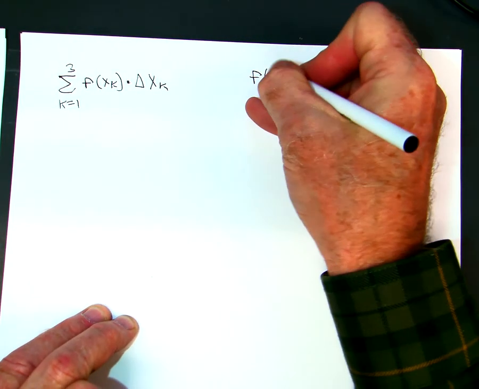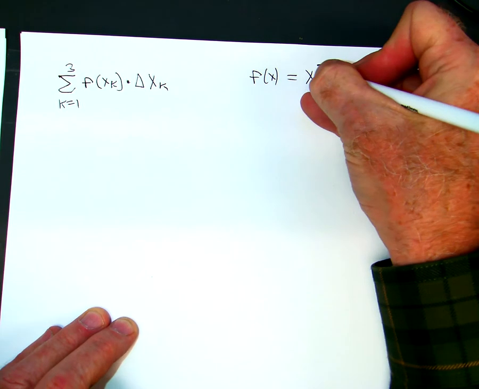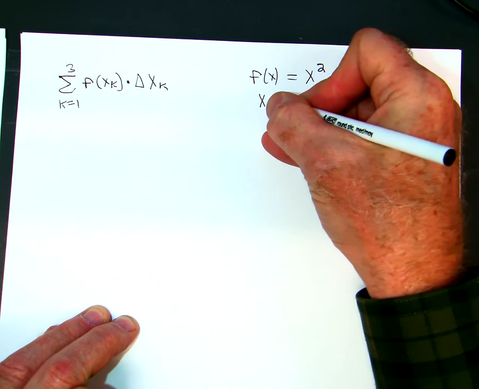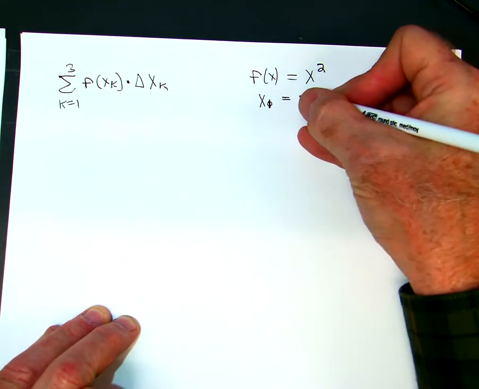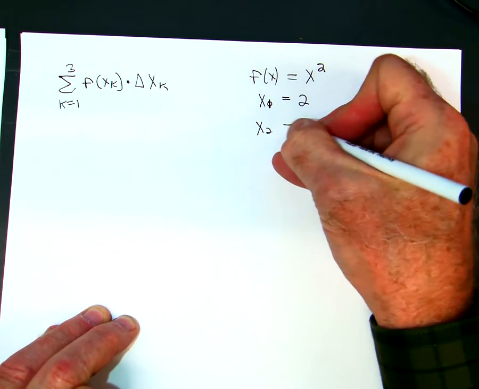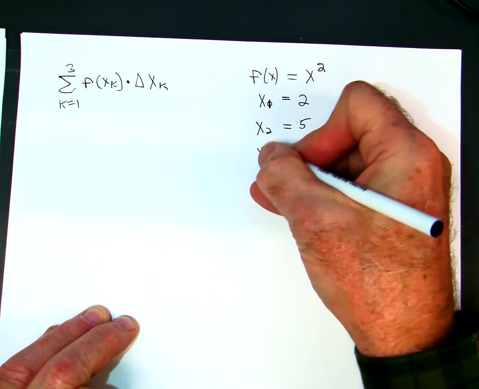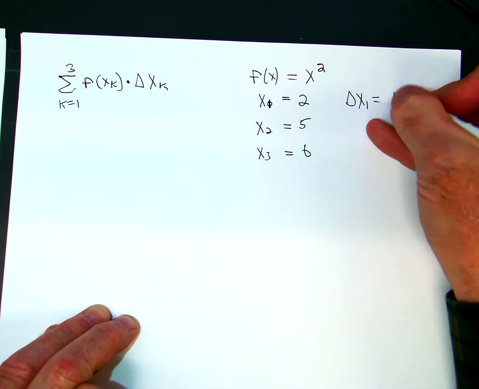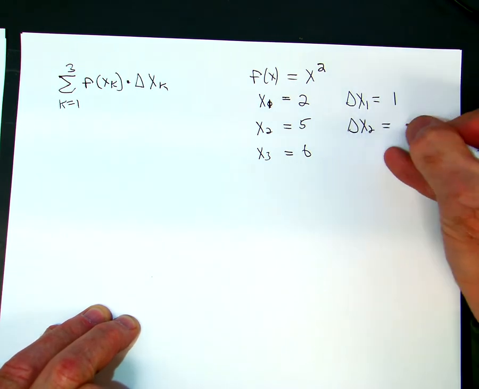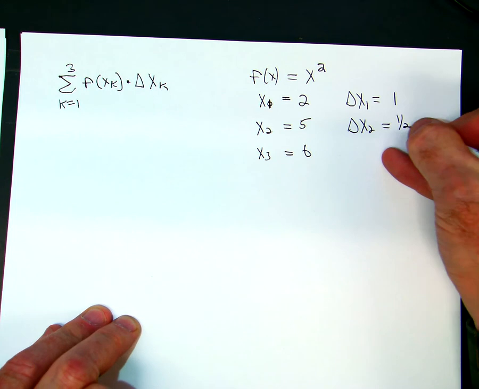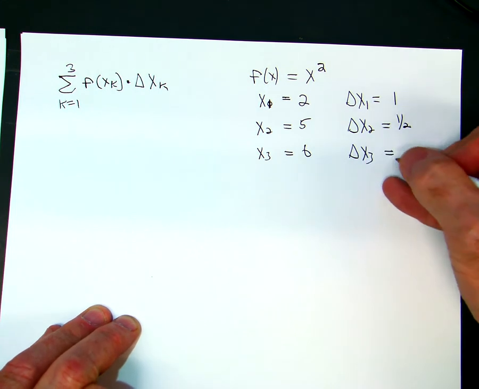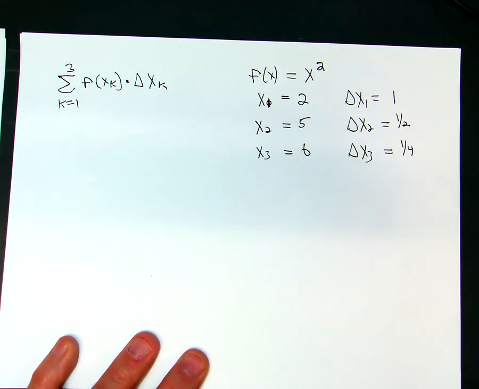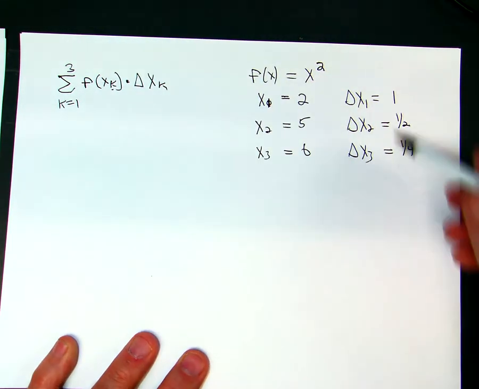F of x is going to be x squared. x1 is going to be equal to 2. I'm just making these numbers up. x2 is going to be equal to 5. And x3 is going to be equal to 6. Delta x1 is going to be 1. Delta x2 is going to be 1/2. Delta x3 is going to be 1/4. Again, I'm just making these numbers up. What this is an example of is you might see a summation this way, and this will tell you how to work it out.